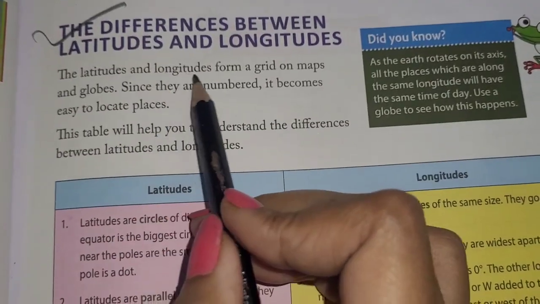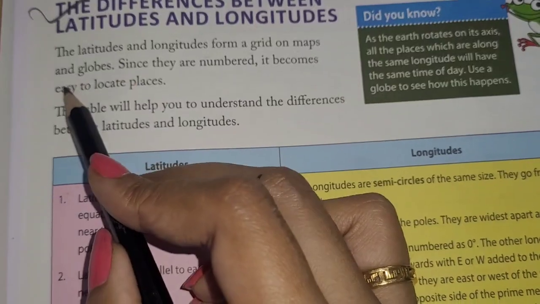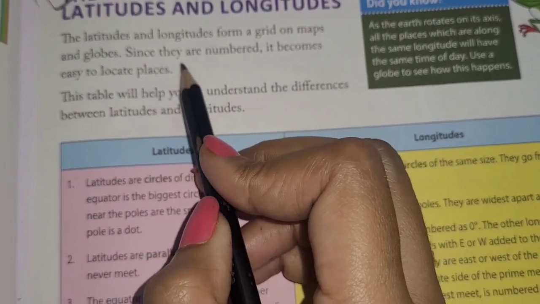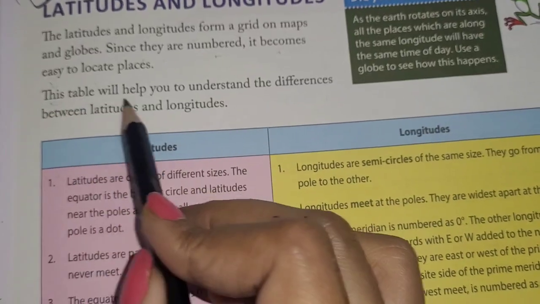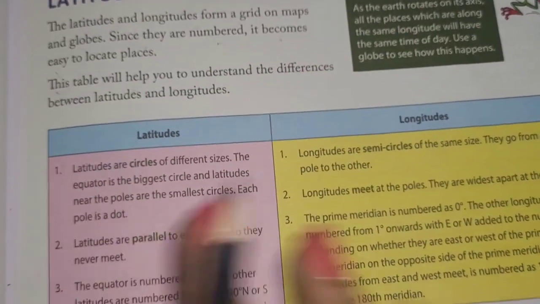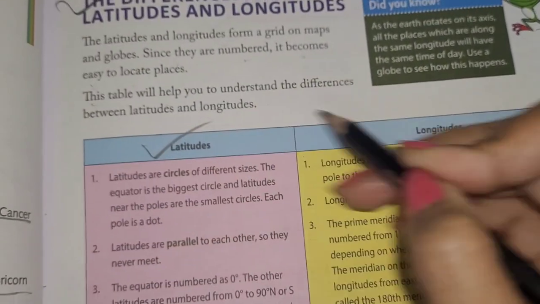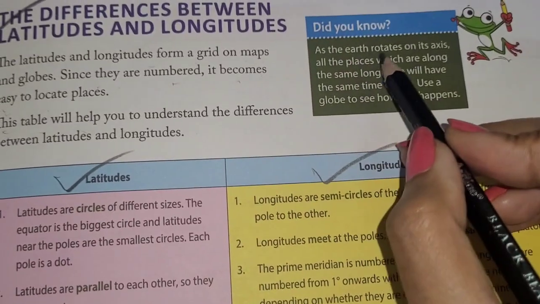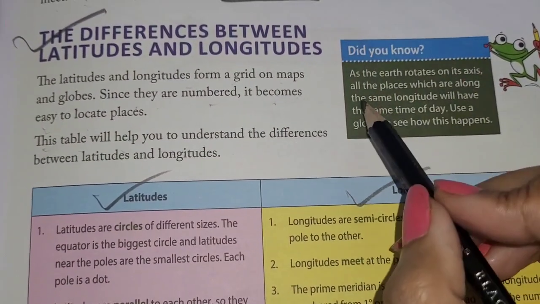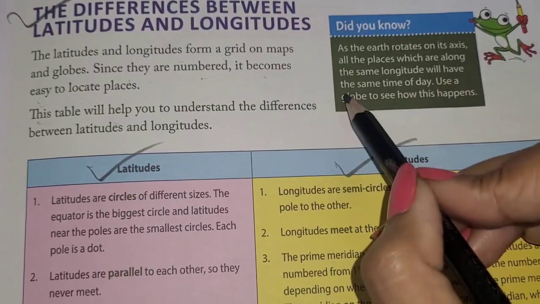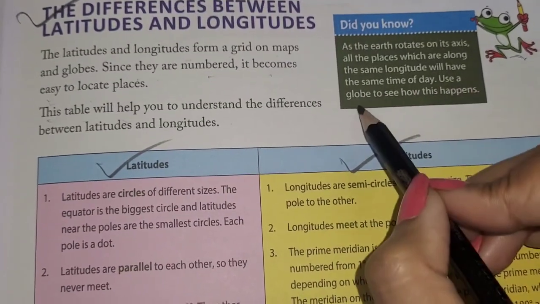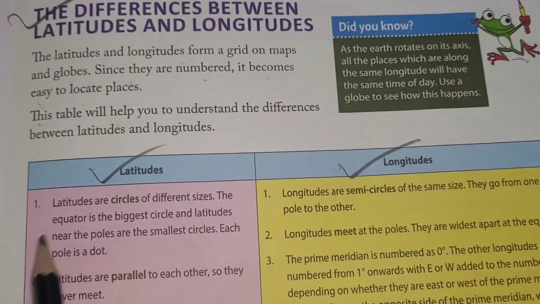The difference between latitude and longitude. The latitudes and longitudes are agreed on for maps and globes. Since they are numbered, it becomes easy to locate places. This table will help you to understand the difference between longitude and latitude. As the earth rotates on its axis, all the places which are along the same longitude will have the same time of the day. Use a globe to see what is happening.